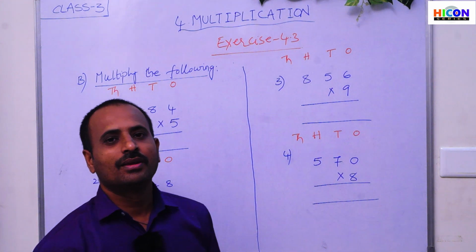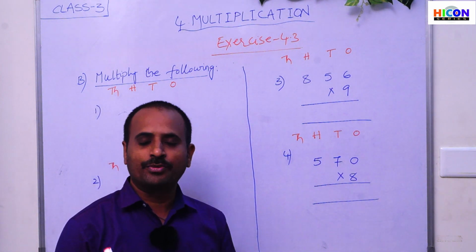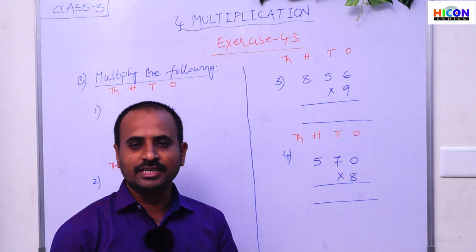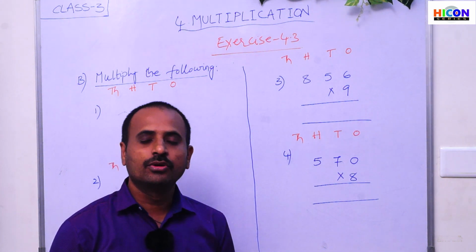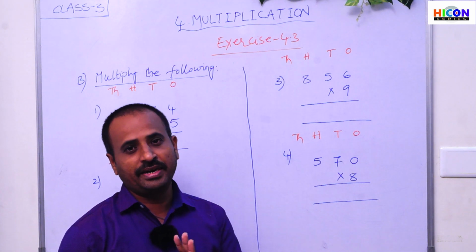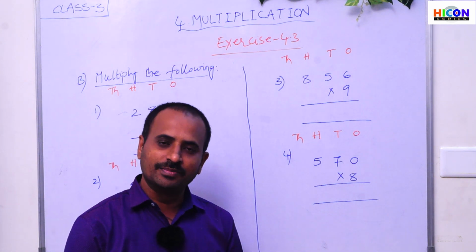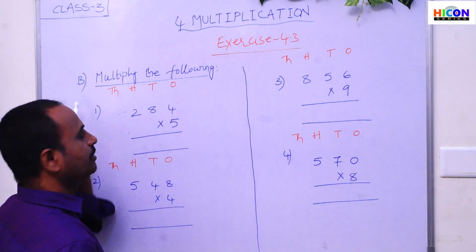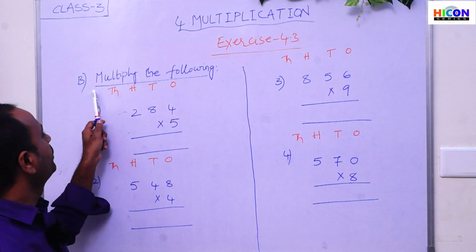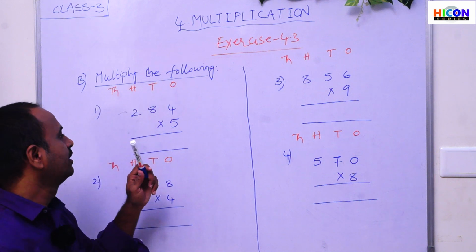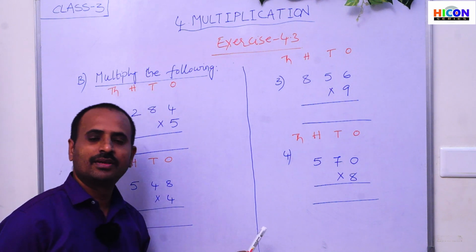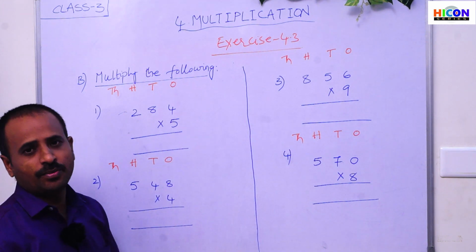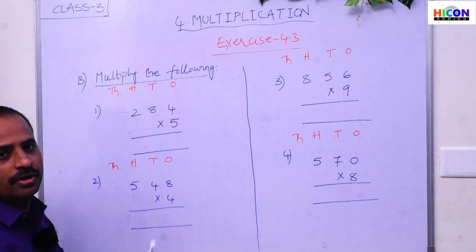Okay children, so up to now we have practiced some problems of multiplication of a 3-digit number with a single-digit number using grouping. Now let us practice some more problems on these multiplications in exercise 4.3 in section B. So what is section B? Multiply the following. There are some problems on multiplication. Here are the 4 problems. Let us see the first problem.